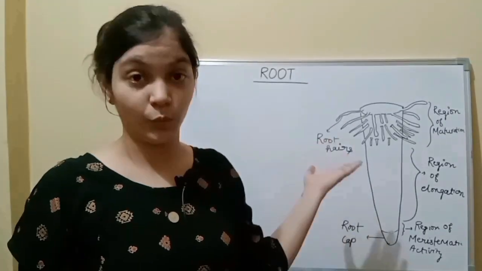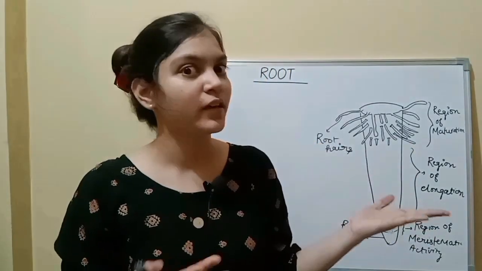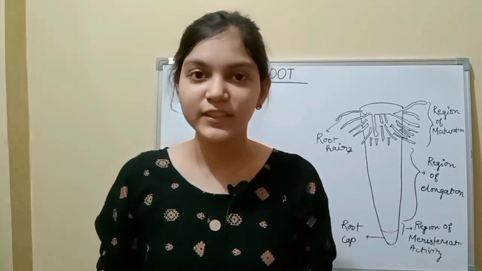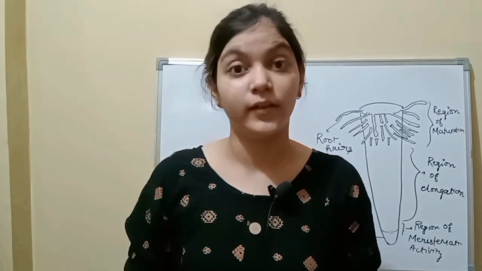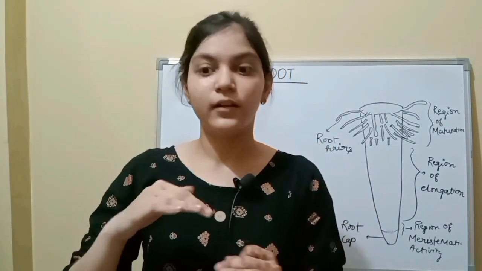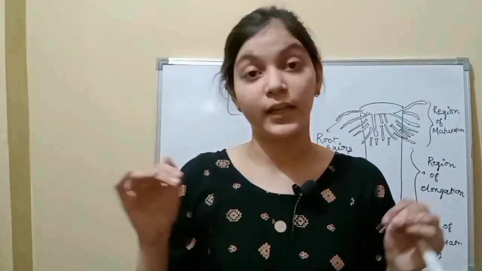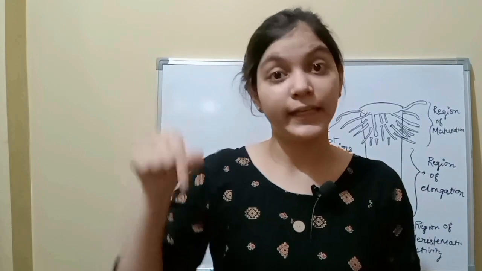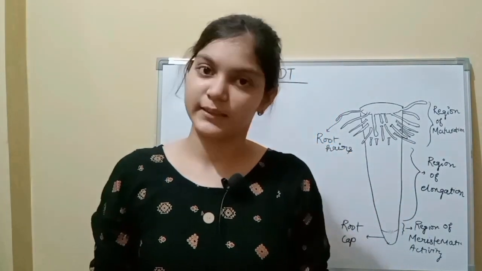So today's topic is the root. The first question that arises in our mind is, what is the root? So let's understand that first. Root is the part of the plant that absorbs water, minerals, and nutrients from the soil. The part of the plant that is above the ground forms the shoot system, and the part of the plant that is present inside the ground, that is underground, forms the root system.